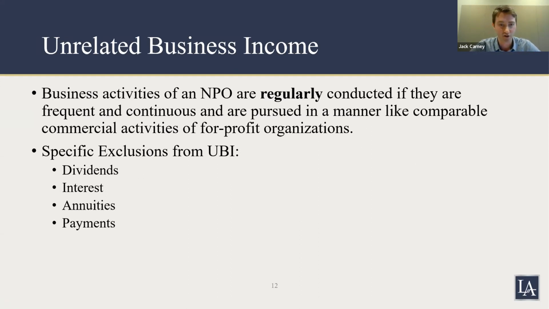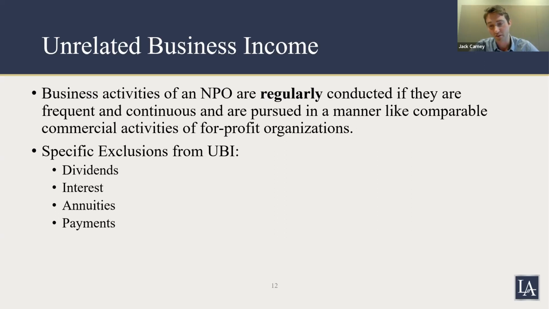So business activity, as I said earlier, of an MPO is regularly conducted if it's frequent and continuous and is pursued in a manner like comparable commercial activities of a for-profit organization. Some basic examples of UBI that I just want to touch on would be collecting rent, advertising income, selling merchandise such as apparel or t-shirts. Some exclusions from UBI that I have listed on the slides would be dividends, interest, annuities, other payments such as loan repayments, anything of that nature would not be considered unrelated business income.